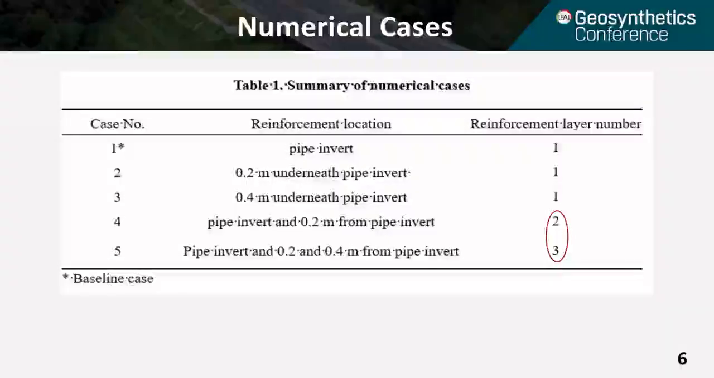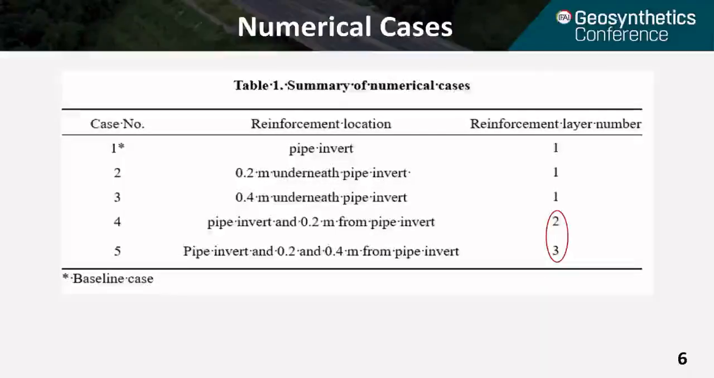This slide shows the summary of the numerical cases we did. Actually, we did 5 cases. In other words, we created 5 numerical models to investigate the effects of the reinforcement location and the reinforcement layer number. The first one is the baseline case. We just have the geotextile reinforcement at the bottom of the pipe, the pipe invert. We have only 1 layer.